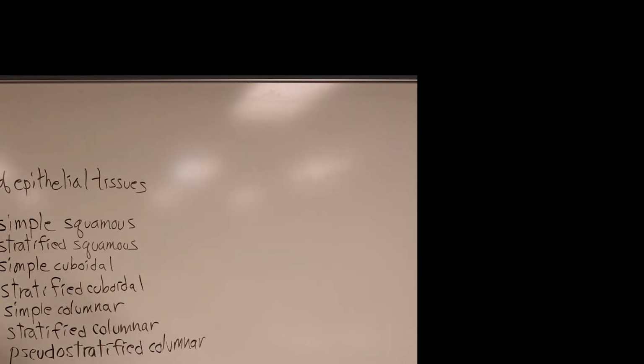And let's see, the last category is what we call transitional. That means it can change its shape, mostly rounded cells, but they can flatten out somewhat and be stretched and change. So they're called transitional. Those are our 8 categories of epithelial tissues. So now we'll look in detail at simple squamous epithelium.